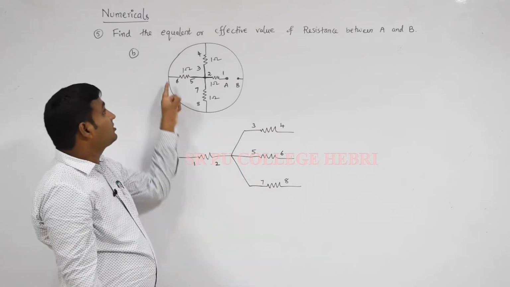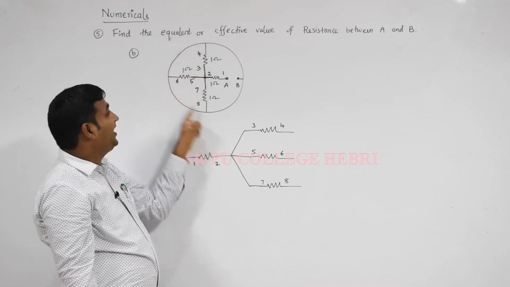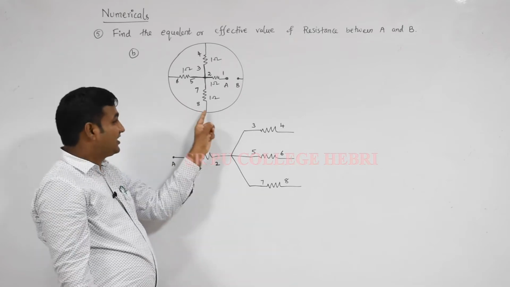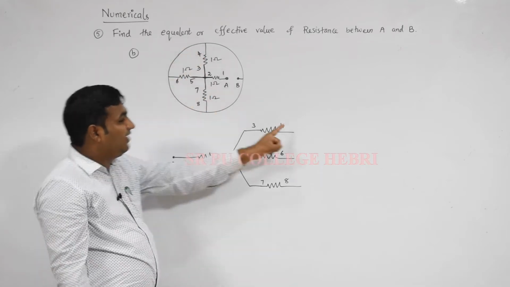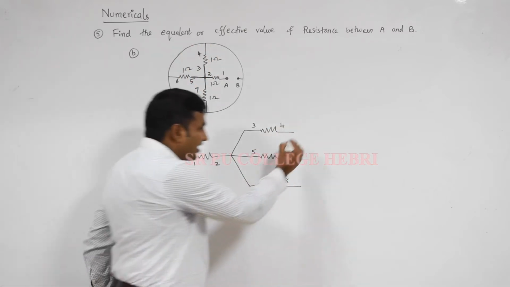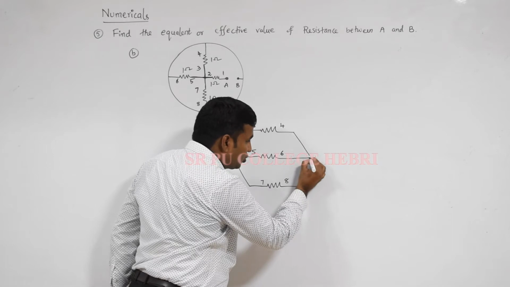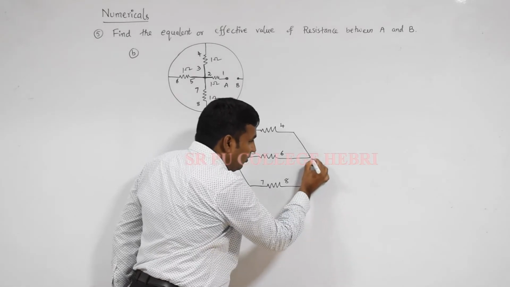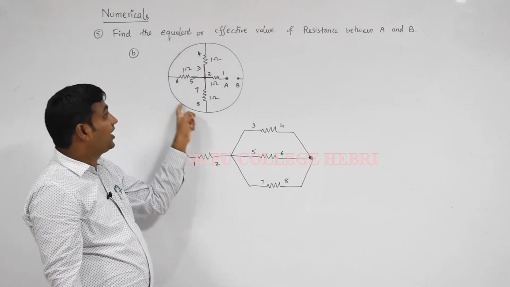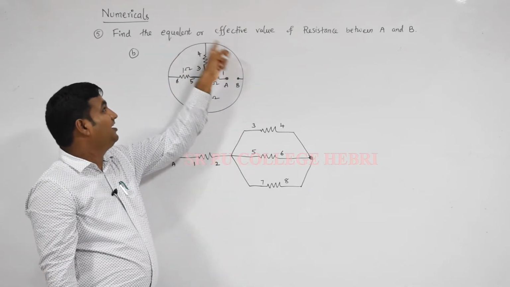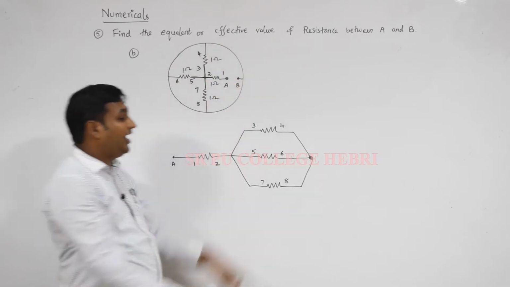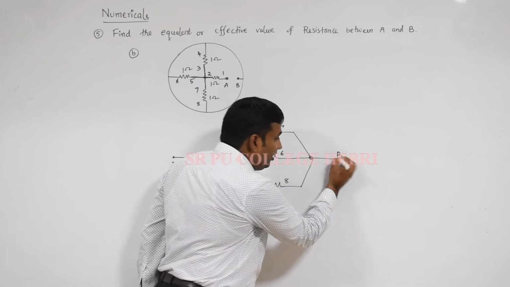Next, 8, 6 and 4. It is connected like a semicircle. Just see this: 4, 6, 8 or 8, 6, 4. That means all the 3 are joined together like this. Again, these 3 together. Check: 4, 6, 8. The 4 is connected to which end? It is connected to end B.